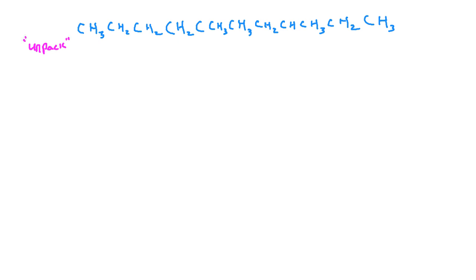C, H, H, H. Okay, I did that. Now here's a CH2. C, H, H. Good, we did that. Oh, another CH2. C, H, H. Okay. Well, another CH2. C, H, H. Now we have a C. I'm going to put that C there. Now we have what? A CH3.